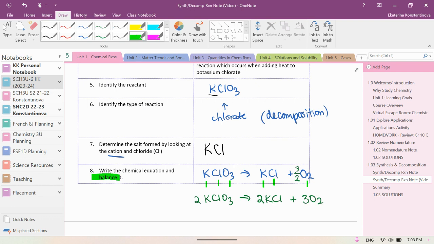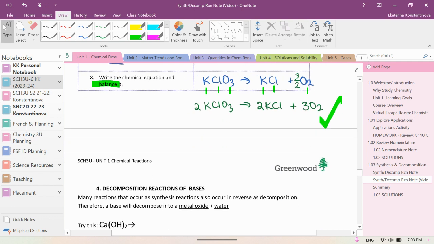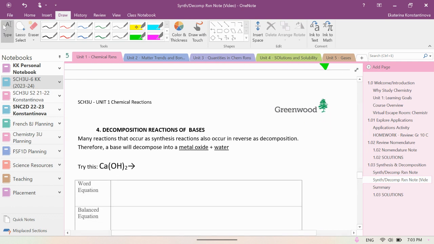All right, so double check it's balanced. 2 potassium on the left, 2 on the right, 2 chlorine on the left, 2 on the right, 3 times 2, so we have 6 oxygen on the product side, and we have 6 oxygen on the reactant side, so it is balanced. All right, let's continue to our next type of reaction. Sorry, not next reaction, but next decomposition reaction type.